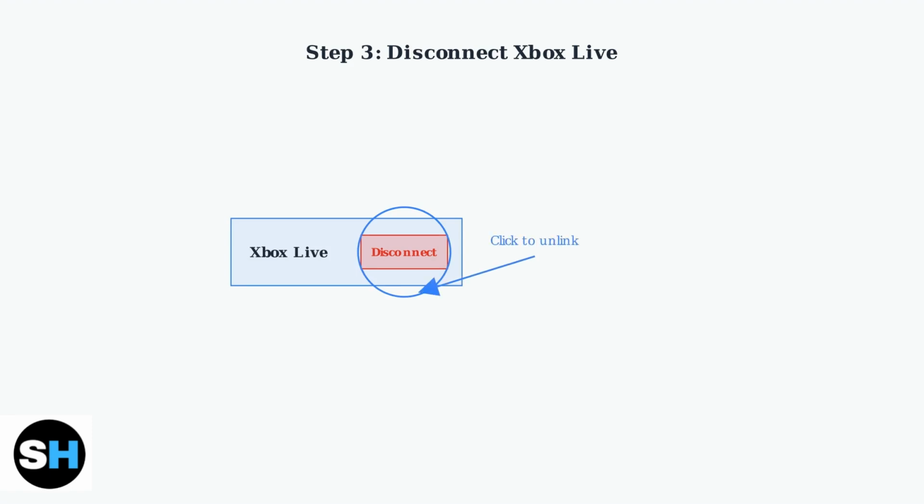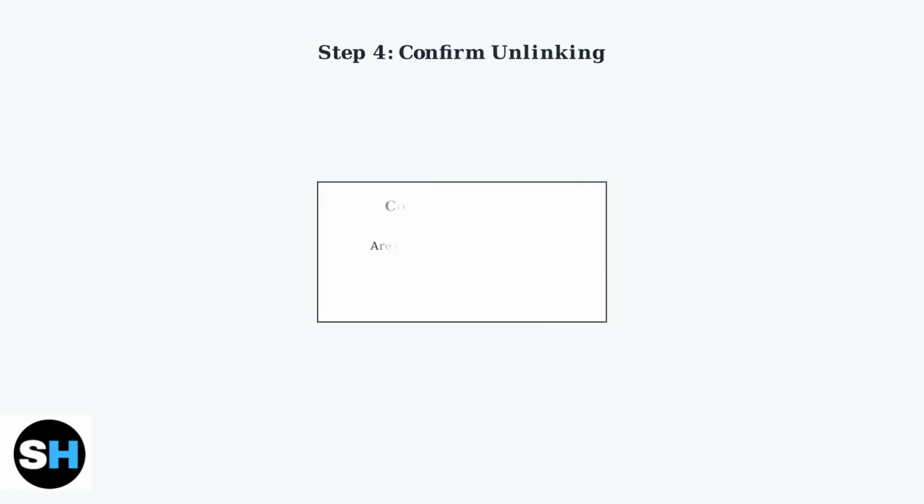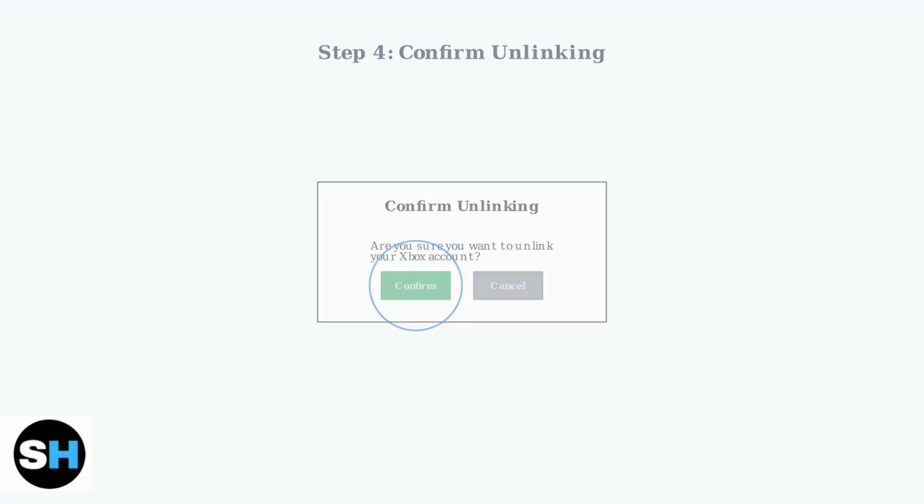In the Connected Accounts section, locate your Xbox Live connection. You'll see a Disconnect or Unlink button next to it. Click this button to begin the unlinking process. A confirmation dialog will appear asking you to confirm the unlinking action. Click Confirm to proceed. This step is irreversible, so make sure you want to unlink before confirming.